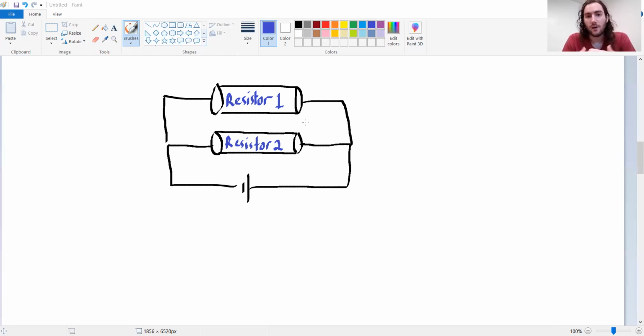Let me ask a follow-up question. This is a question for anyone. Now, if I were to take these resistors and connect them in series, what would that look like?